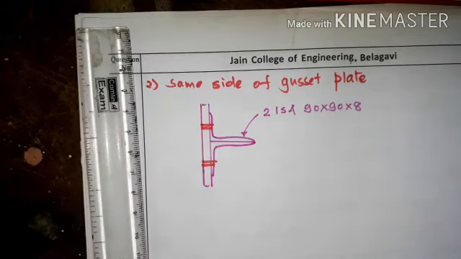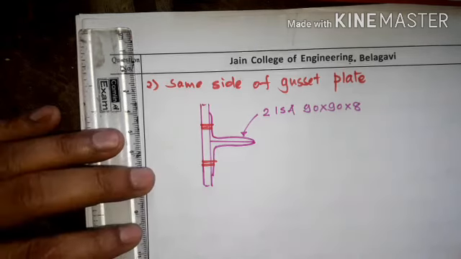But when the angles are provided on the same side of the gusset plate, you have to refer to the properties for a single angle, not for a double angle. It will act as a single angle only, because both the angles are on the same side of the gusset plate. Therefore, the area you take for the double angle only, but RXX and RYY, whatever the properties, you have to refer from the single angle.